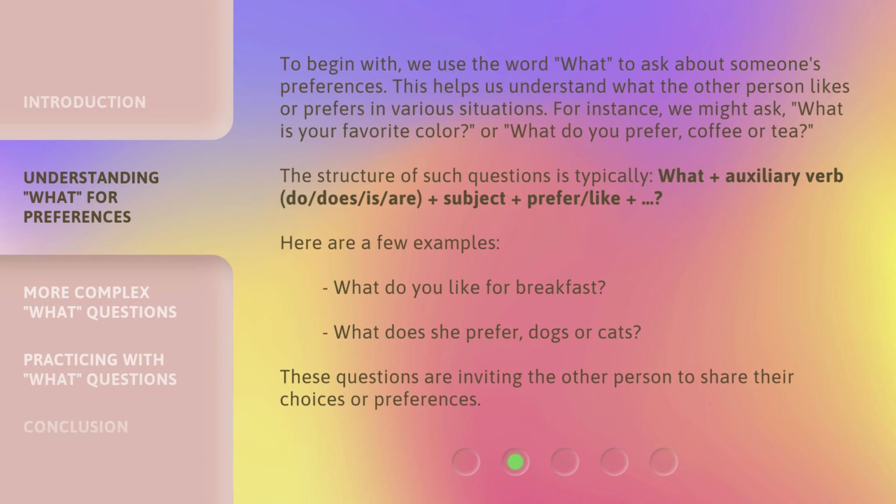The structure of such questions is typically, what plus auxiliary verb, do, does, is, are, plus subject plus prefer, like, plus. Here are a few examples. What do you like for breakfast? What does she prefer, dogs or cats? These questions are inviting the other person to share their choices or preferences.